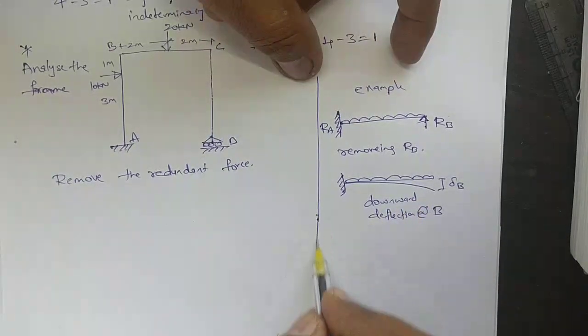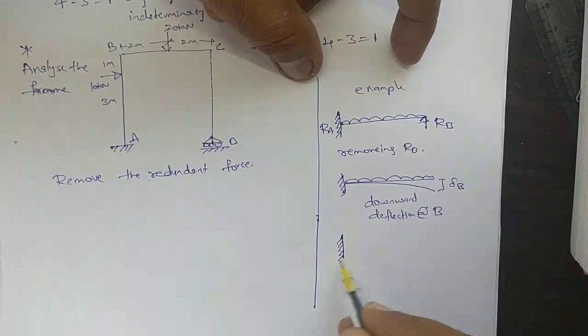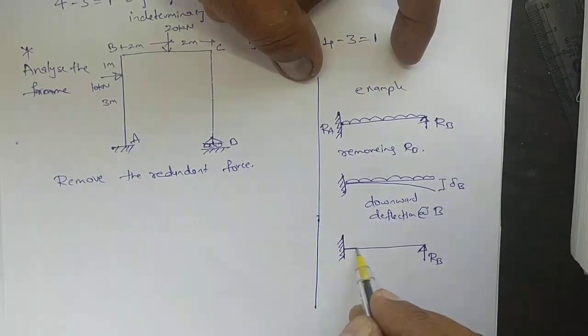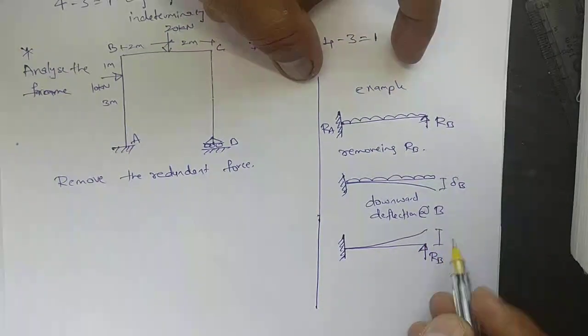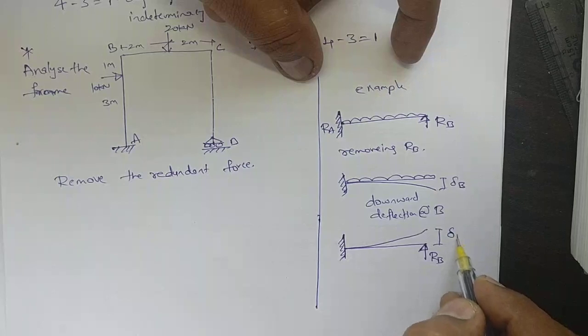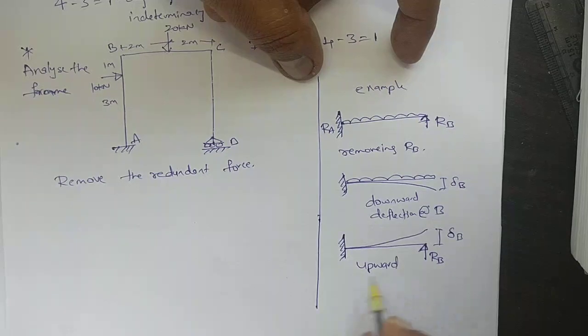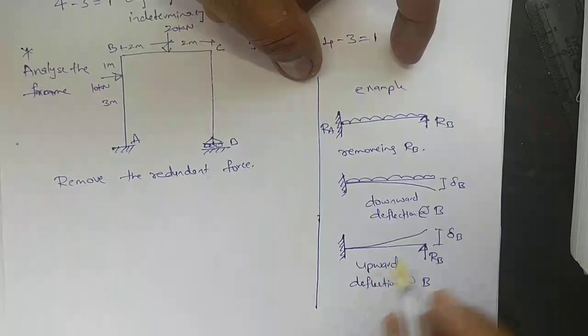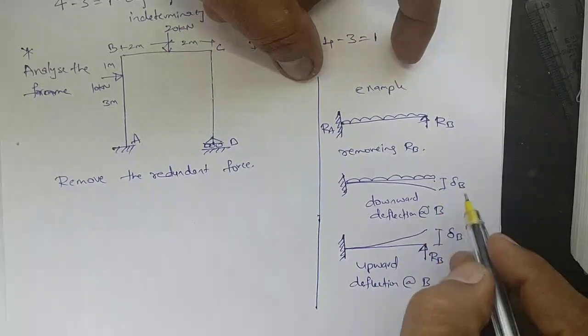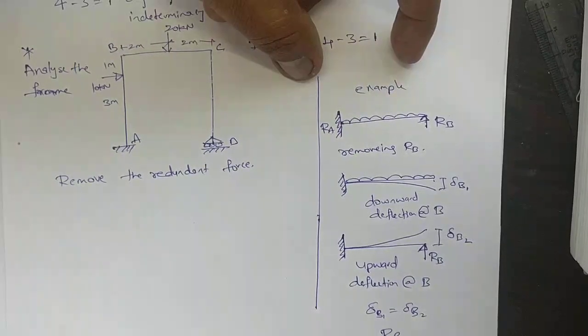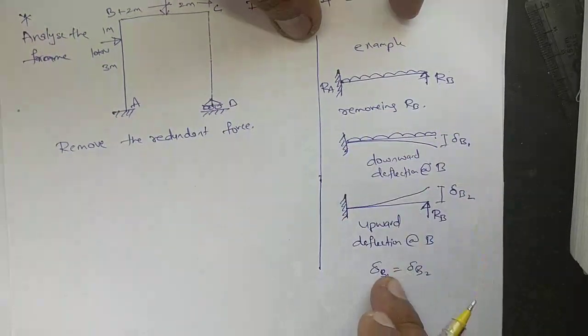Then what we have done, removing the forces, we have applied only RB. Because of RB, what is the upward deflection at B? Then we have equated this and this one. Delta B1 is equal to delta B2. From this we found out RB. Same procedure we have to follow here.